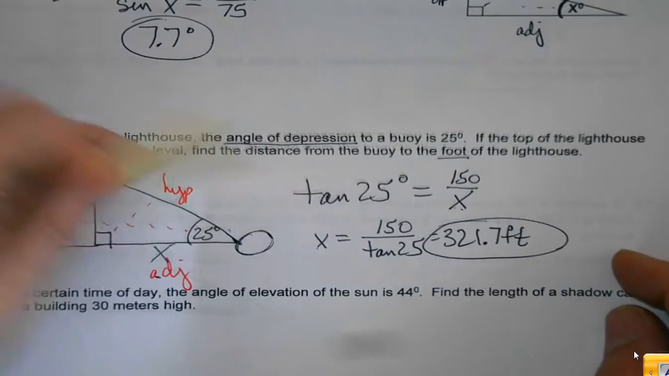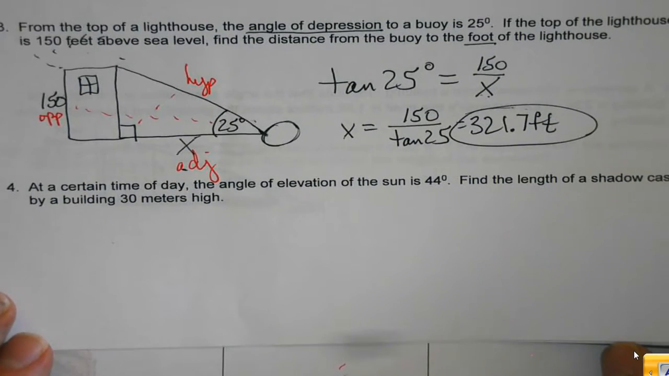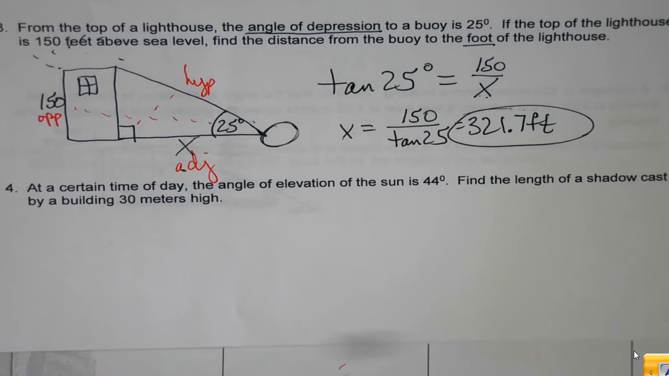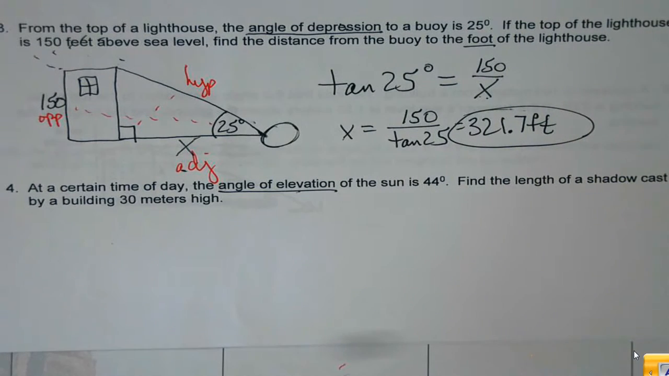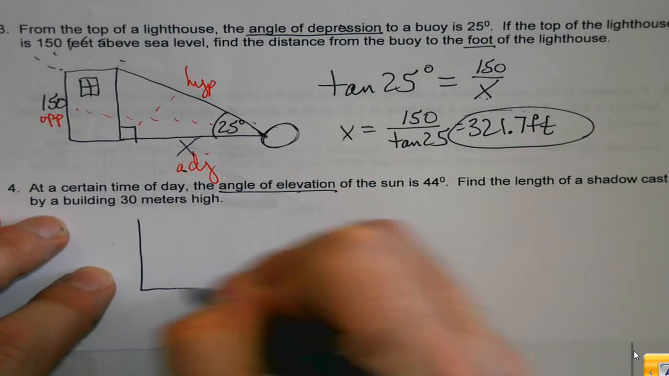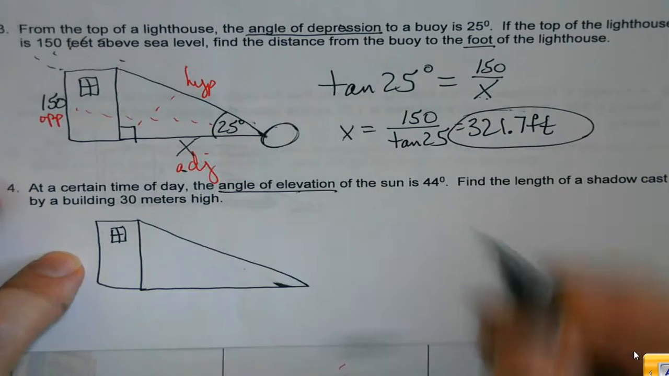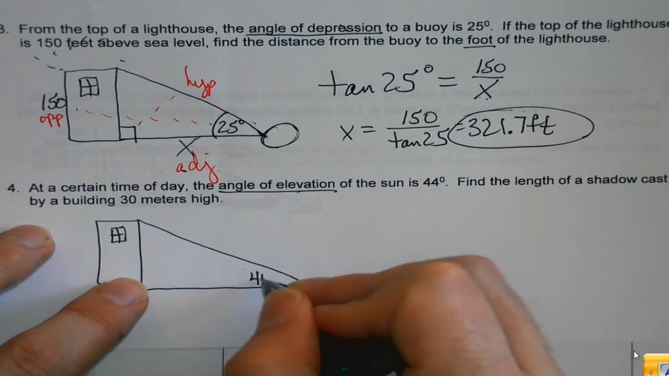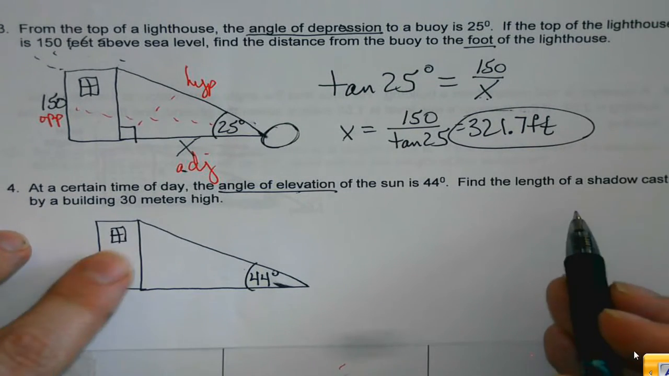So then finally, last one on this side, then I'm going to let you loose for a bit. At a certain time of the day, the angle of elevation, again, these words don't matter a lot to us, the angle's going to end up in the same place anyway. The angle of elevation of the sun is 44 degrees. Find the length of the shadow cast by a building 30 meters high. All right, so we know where our angle is going to be.